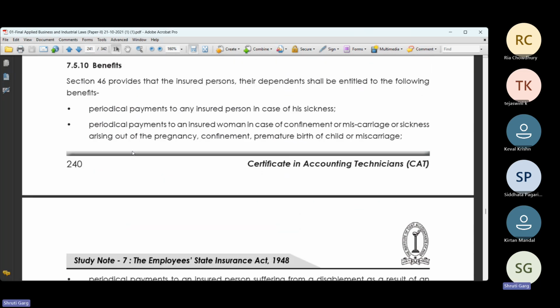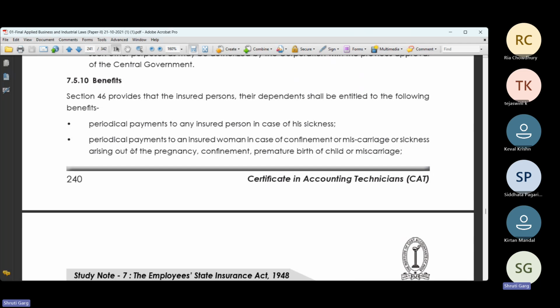What are the benefits? Section 46 provides that the insured person and their dependents shall be entitled to the following benefits. Number one, periodical payments to an insured person in case of sickness. Periodical payments, that is, time to time payments, to an insured woman in case of confinement or miscarriage, or sickness arising out of pregnancy, confinement, premature birth of a child or miscarriage. Clear? All this facility will be covered under the ESI.